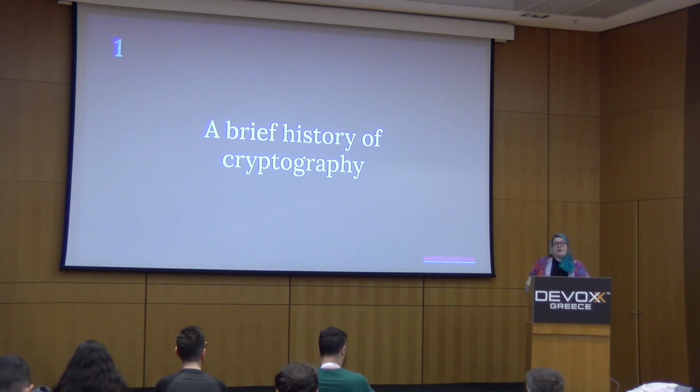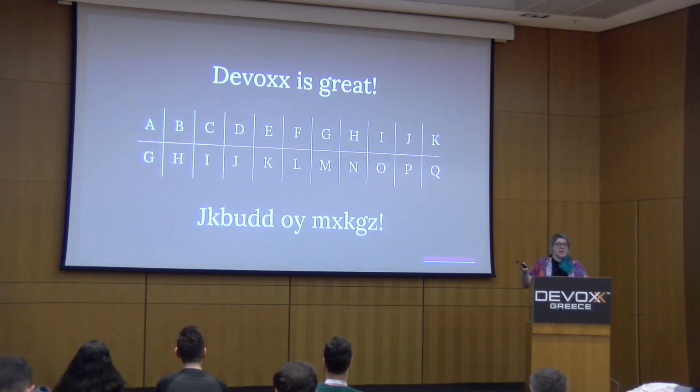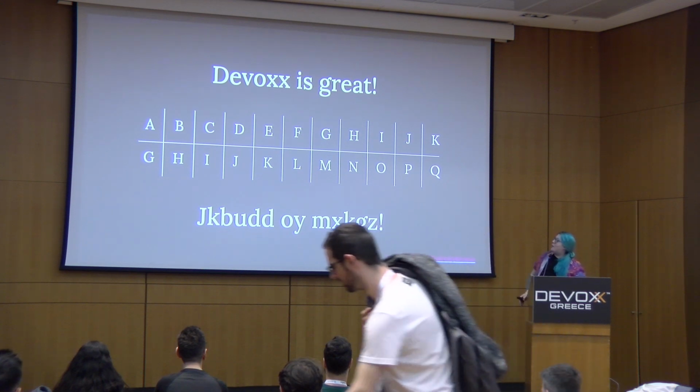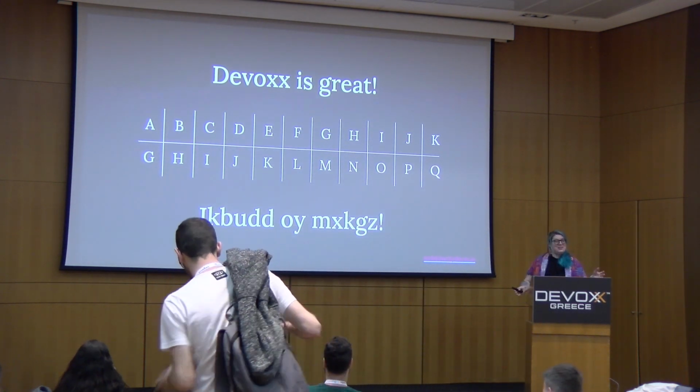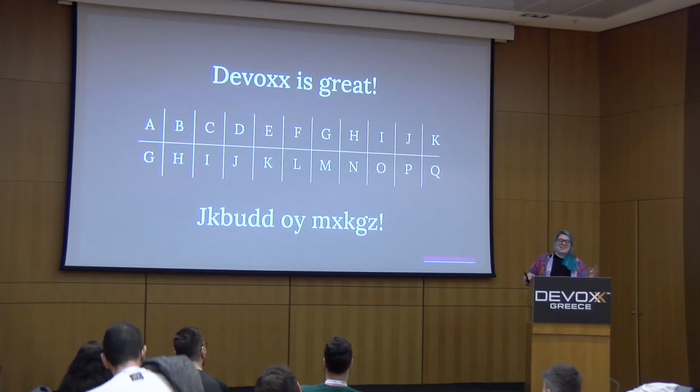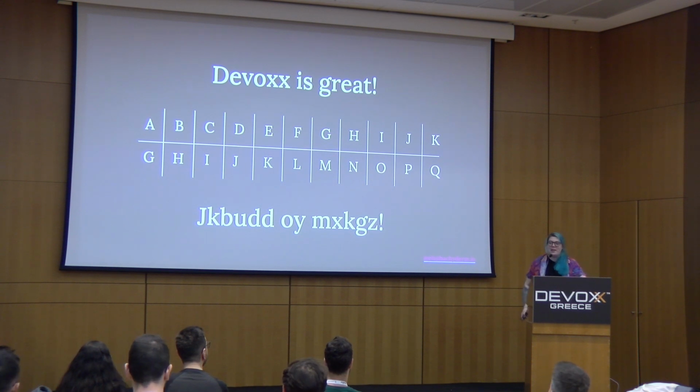So, a brief history of cryptography. Let's say I want to send you a message and I don't want anybody else to know what it is that I've sent to you. I could do something very simple like this. I could say, I want to tell you that Devoxx is great. And in order to hide this message, all I do is I take each letter of this message and I shift it along in the alphabet. The English alphabet, I am English, unfortunately. I did think about trying to translate this talk into Greek, or at least these parts, but I didn't actually end up going through with it.